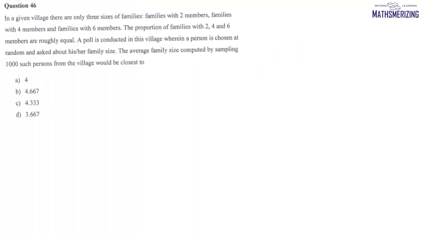Now question number 46 is, in a given village there are only 3 sizes of families: families with 2 members, families with 4 members and families with 6 members. The proportion of families with 2, 4 and 6 members are roughly equal. So that means suppose we have 3 families, families with 2 members, that is F2, families with 4 members and families with 6 members, and their proportion is 1 is to 1. So suppose there are X F2 families, there are X F4 families, and then there are X F6 families.